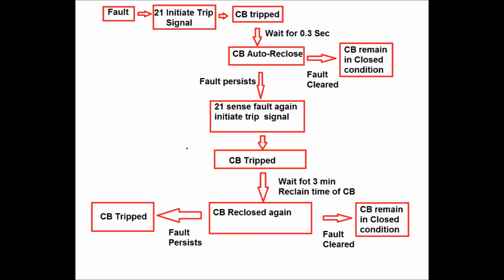So normally, in case of permanent fault, the reclaim time is given as 25 seconds, so that after the first successful auto reclose, if the fault persists, then the distance relay senses this fault, and since the fault is within 25 seconds, that is within the reclaim time, the auto reclose lockout will occur, and the distance relay trips the 3 poles of the circuit breaker, and that is how the fault is cleared. So normally in the distance relay, a second auto reclose is not given.